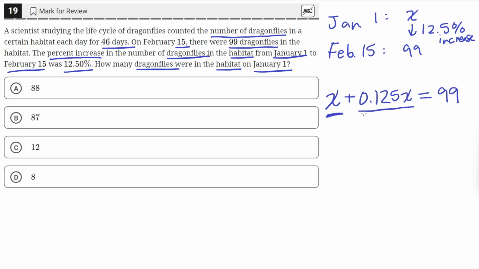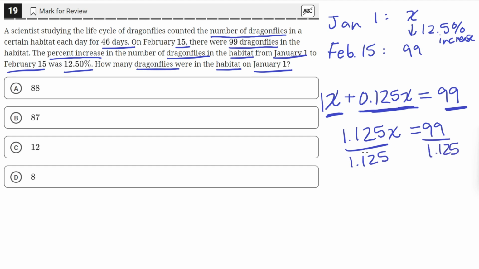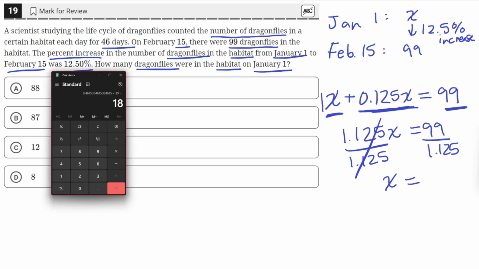So X is the initial value. 12.5% of X is how much was added, and that gives us the total we have on the 15th. So we just need to solve for the value of X, because X is how many dragonflies there were on January 1st. So this X has a coefficient of 1, and 1X plus 0.125X, we can just combine these two to get 1.125X equals 99. We can divide both sides by 1.125. So then this cancels out, and we're just left with X on the left-hand side and 99 divided by 1.125.